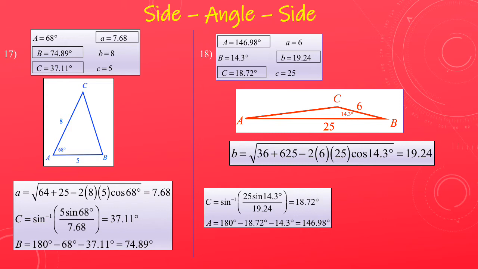When we took the inverse sine of 25 sine of 14.3 degrees over 19.24, we were taking the inverse sine of 0.321. Realize that there are two angles which have a sine of 0.321. One in the first quadrant, one in the second quadrant. The calculator determines the one in the first quadrant, but it is clear that angle C is the largest angle, and we therefore want the one in the second quadrant.